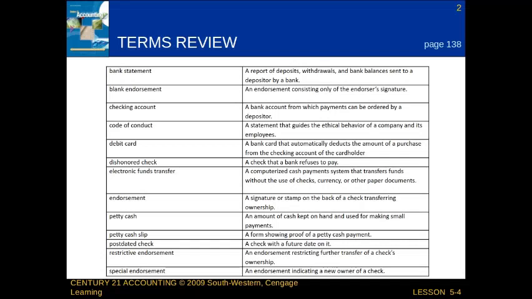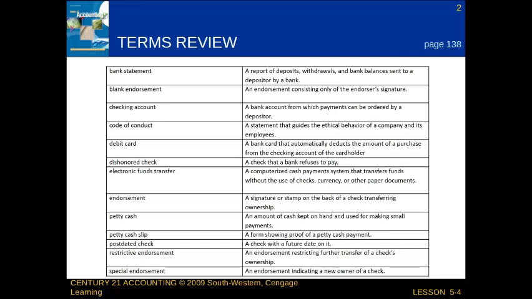A code of conduct is a statement that guides the ethical behavior of a company and its employees. A debit card is a bank card that automatically deducts the amount of a purchase from the checking account of the card holder. A dishonored check is a check that a bank refuses to pay. An electronic funds transfer, or EFT, is a computerized cash payment system that transfers funds without the use of checks, currency, or other paper documents. An endorsement is a signature or stamp on the back of a check transferring ownership.